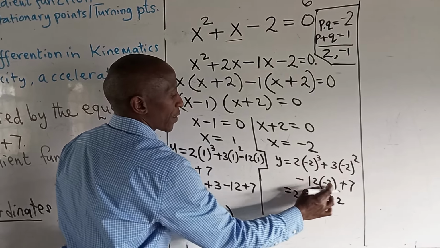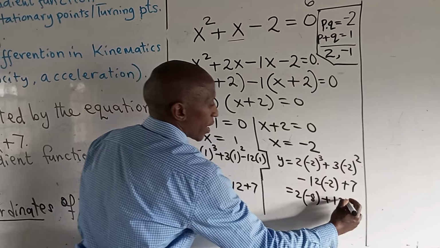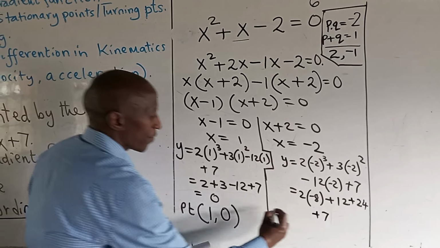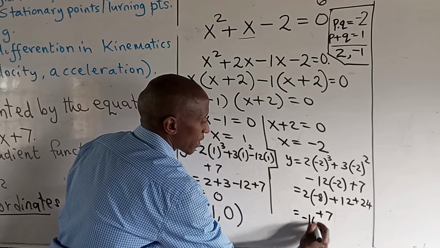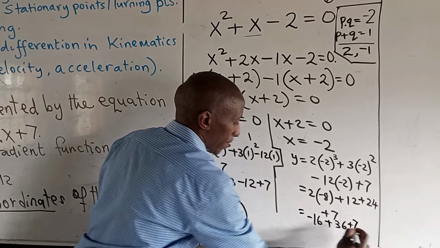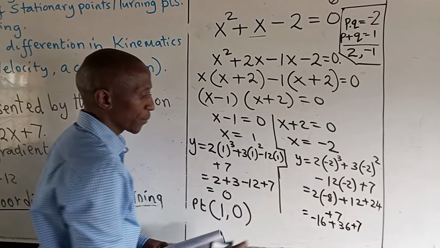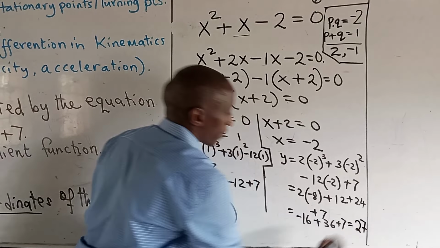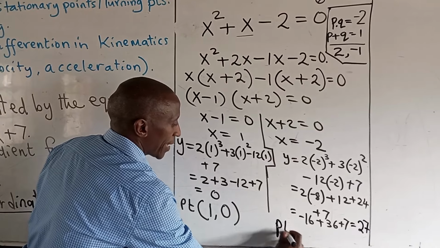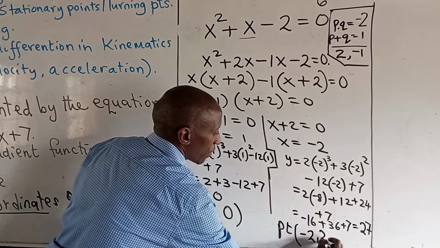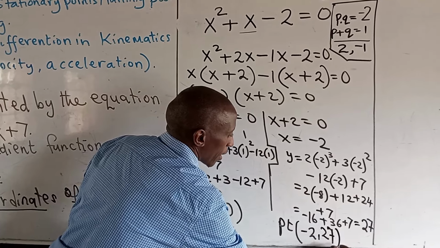And negative 12 times 2 is plus 24. Then we add 7. So what does that give us? We have this is equal to negative 16 plus, this is already 36 plus 7. And that comes to be positive 27. So the point here is going to be negative 2 and positive 27.